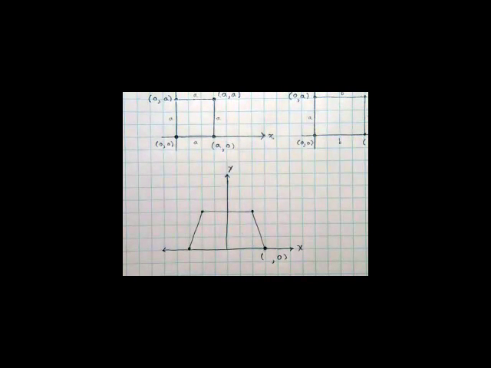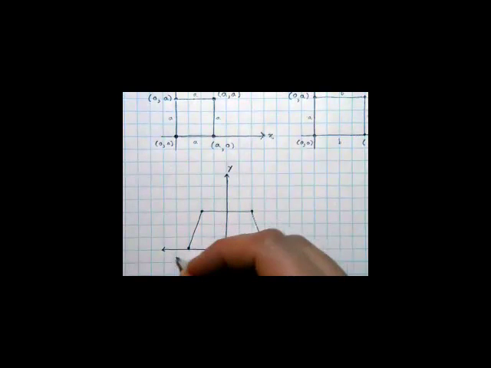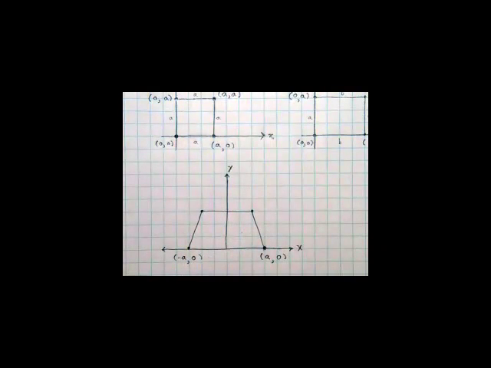Okay, so the y is 0 there. The x, I can make it again whatever letter I want, so maybe let's go A. Now, see the point that is the reflection of that point? Negative A, 0, right?